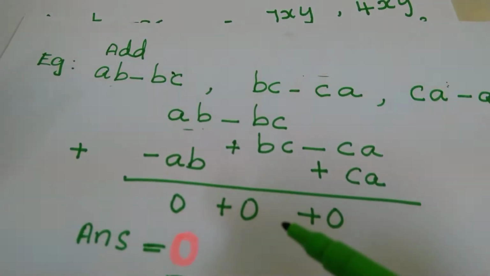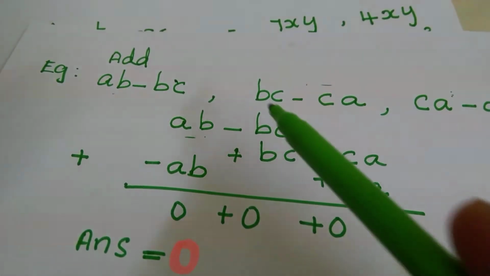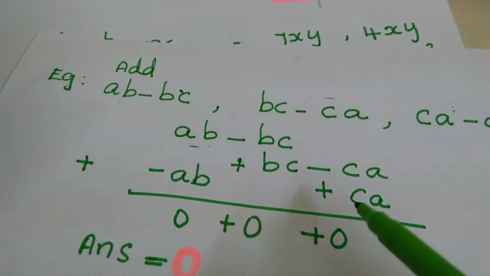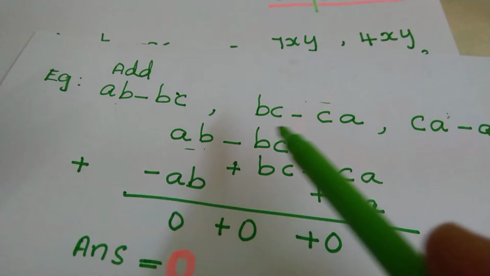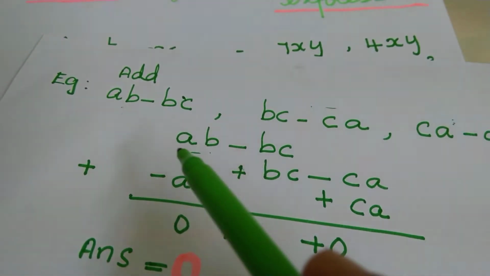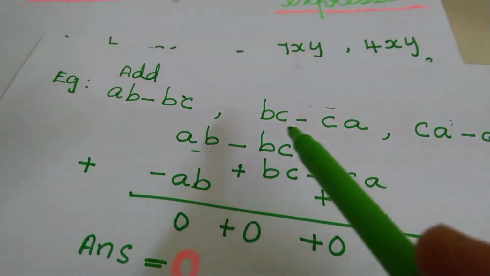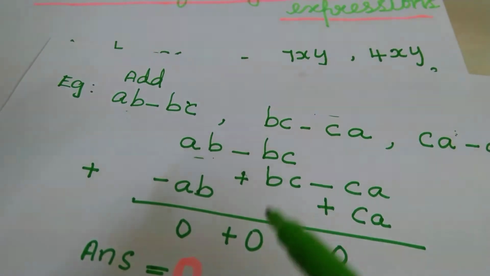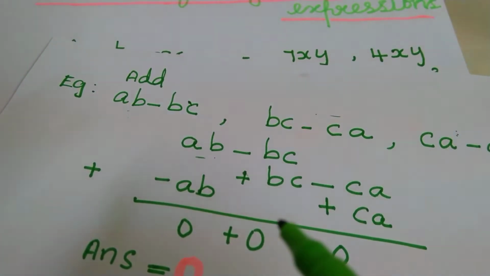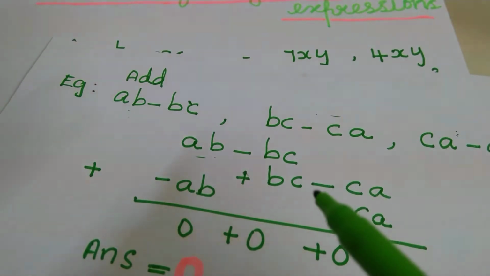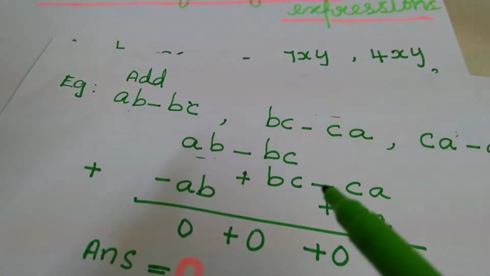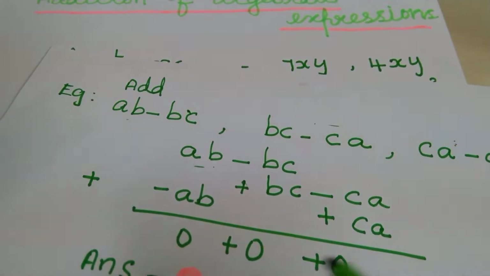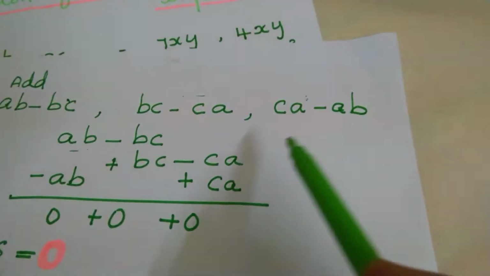So for adding these expressions, what we do is we write these expressions in separate rows, keeping the like terms in the same column. So first we wrote AB minus BC. Then second expression BC minus CA. For that we will write the term BC under this BC with a plus sign in front of it. Then there is no CA in the first, so we wrote that term here, minus CA.